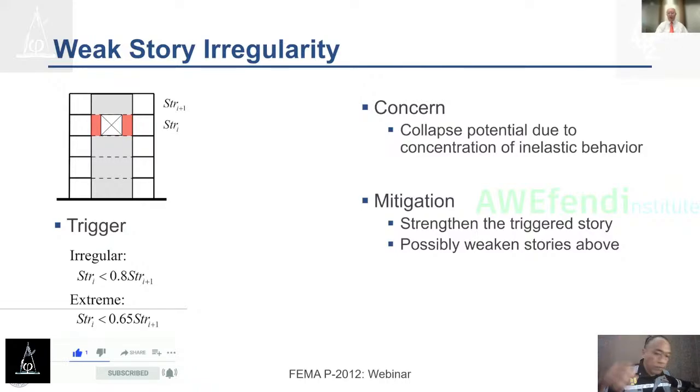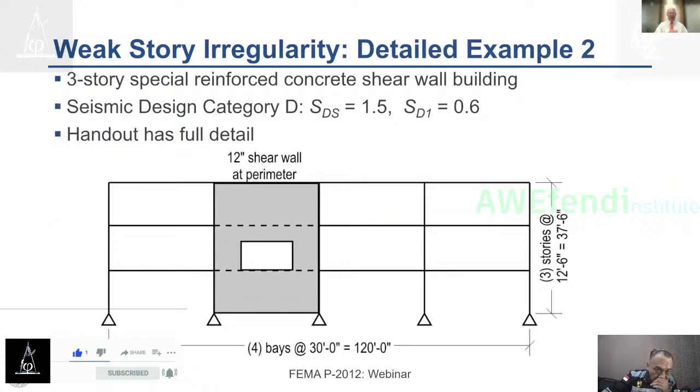We could strengthen the weak story. Possibly you could weaken the stories above so that you don't get the demand concentrated there. And this type of irregularity has both an irregularity and an extreme irregularity, with some different requirements depending on the severity. Detailed example 2 in your handouts is for a 3-story shear wall building with an opening at the 2nd story.